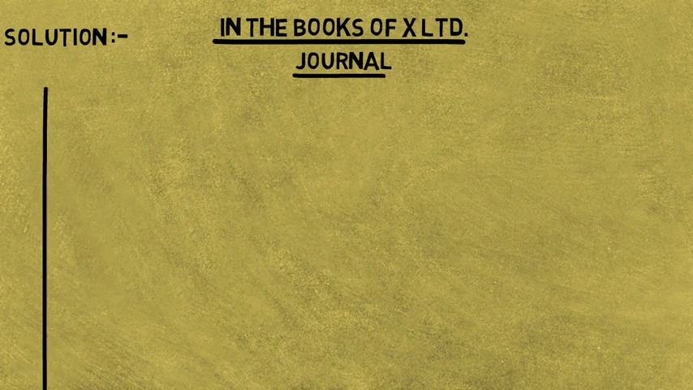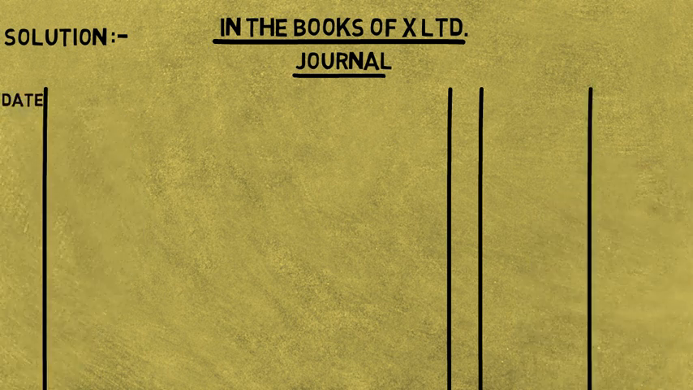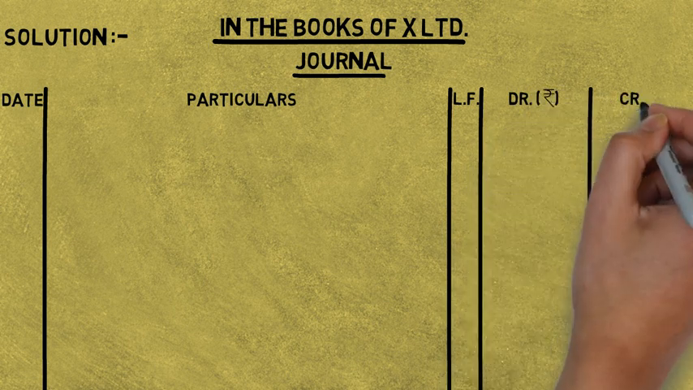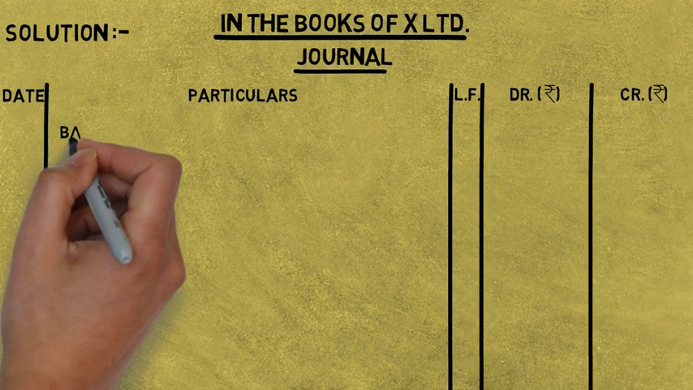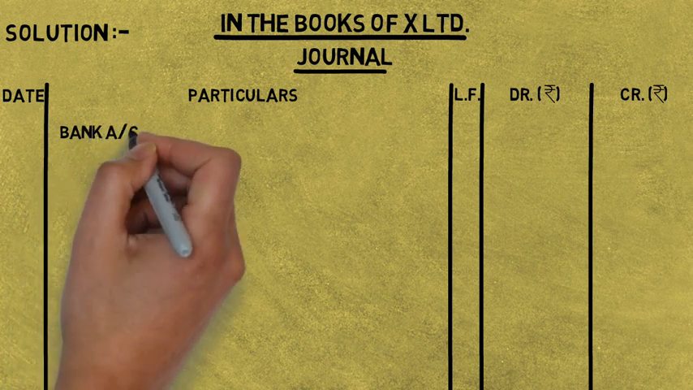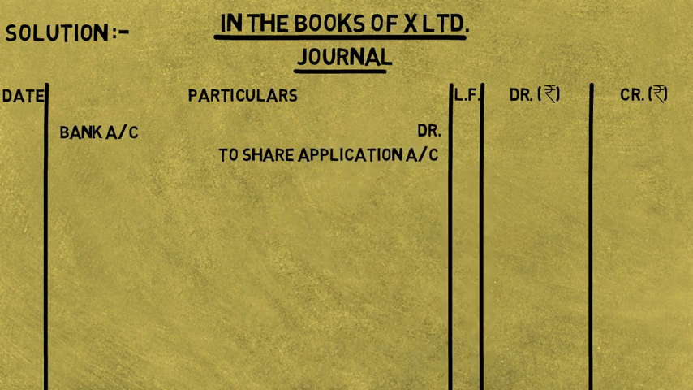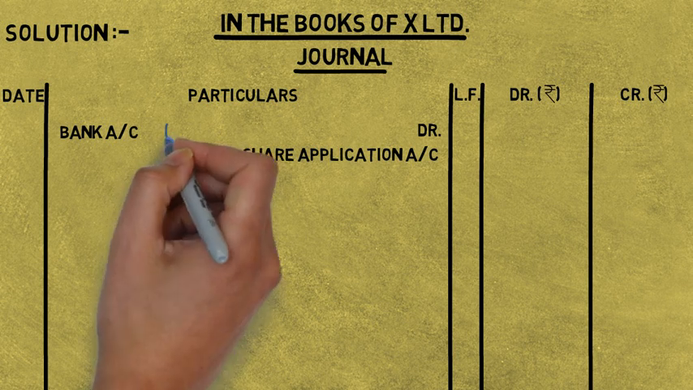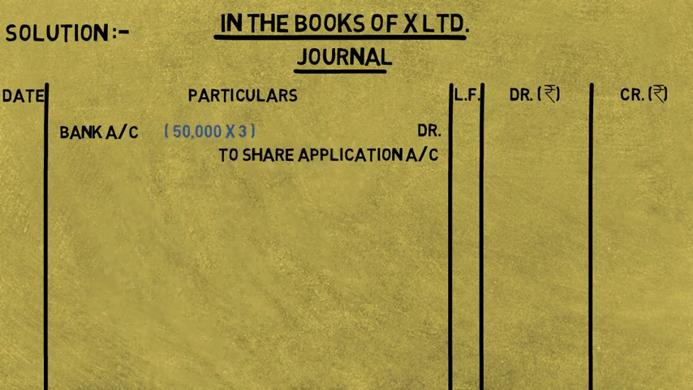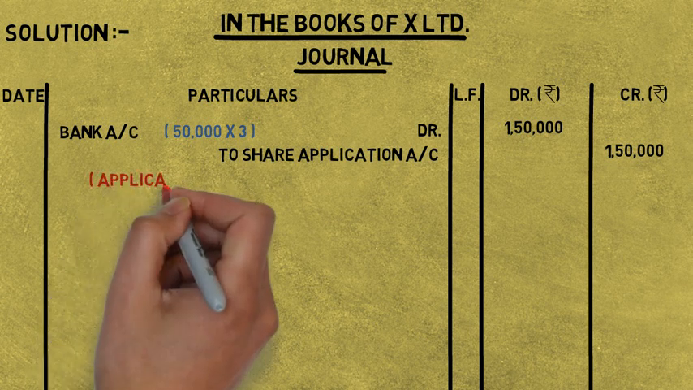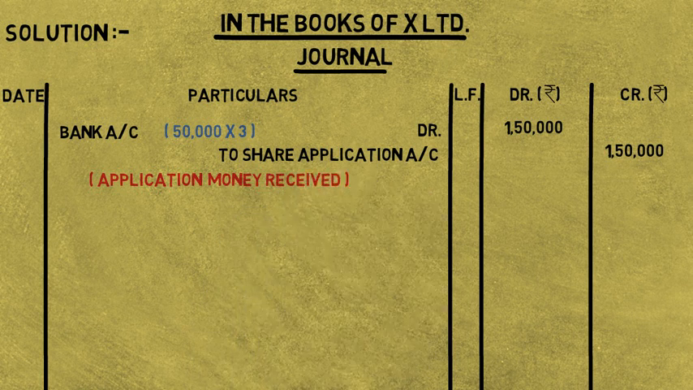We have to draw the same journal format that we have studied in class 11th. The very first entry will be bank account debited to share application account, because at first the company will receive the application amount from the public. Now for finding out this amount, we will multiply the number of shares issued into the called value of application, which is 50,000 shares into rupees 3, which will be 1,50,000 rupees, with the narration application money received, which is written in red bracket.